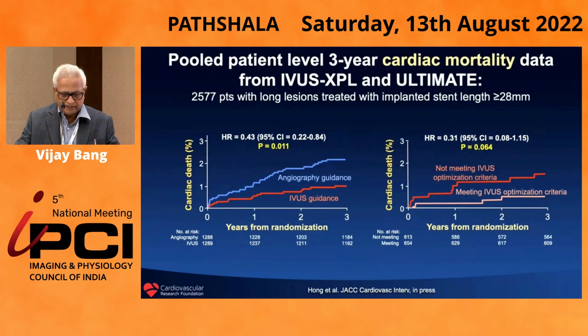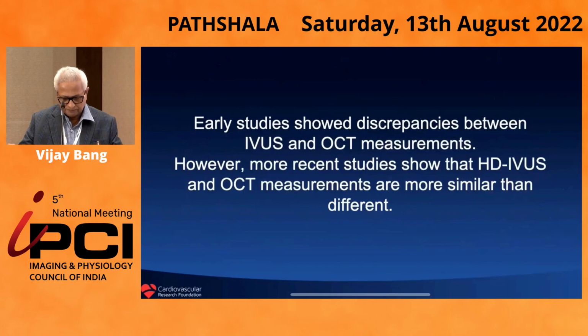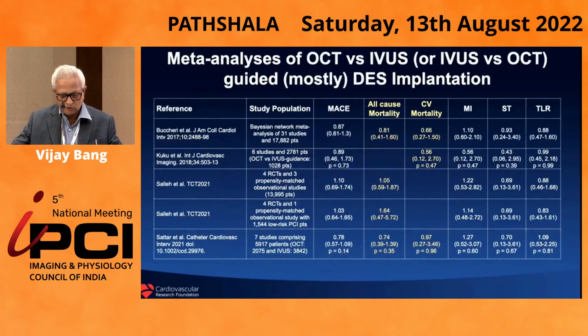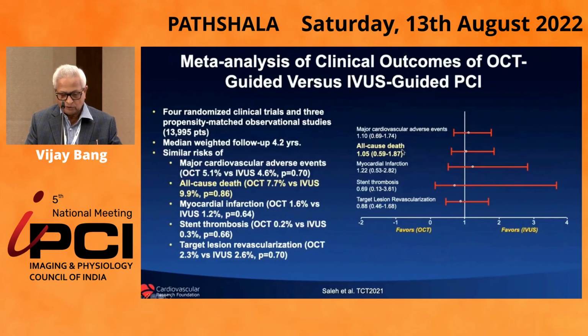When it comes to primary data pooled from the patients, it suggests that there is a total definite 50% reduction in mortality. Earlier, old-fashioned IVUS had a problem of discrepancy in measurements, but HD IVUS and OCT studies have shown almost similar measurements, no difference at all. Then in the meta-analysis of IVUS versus OCT, both are equally good, with no difference at all in cardiac death or primary endpoints.